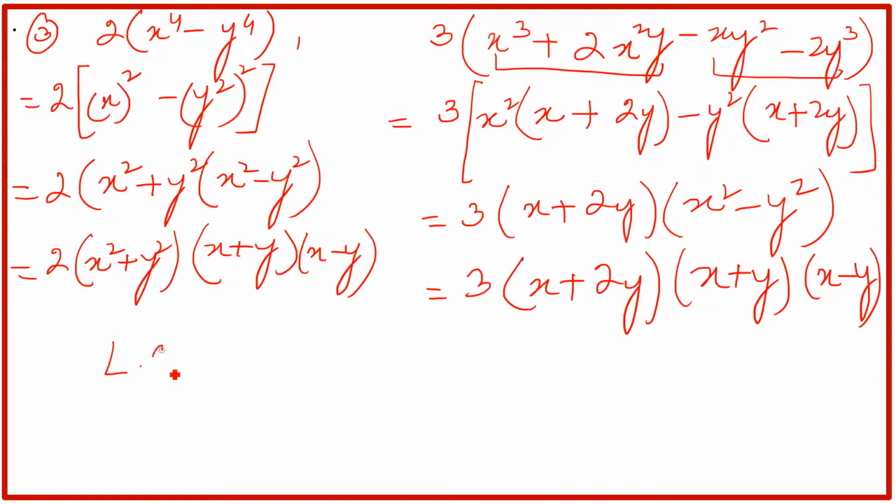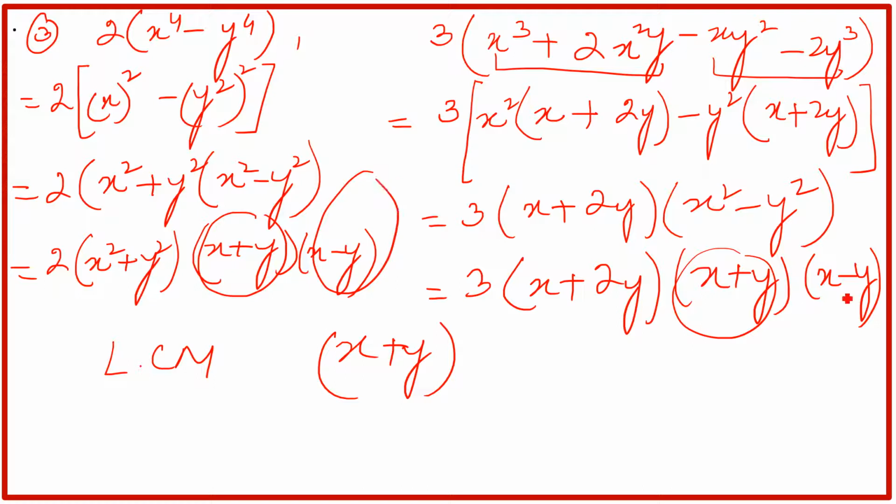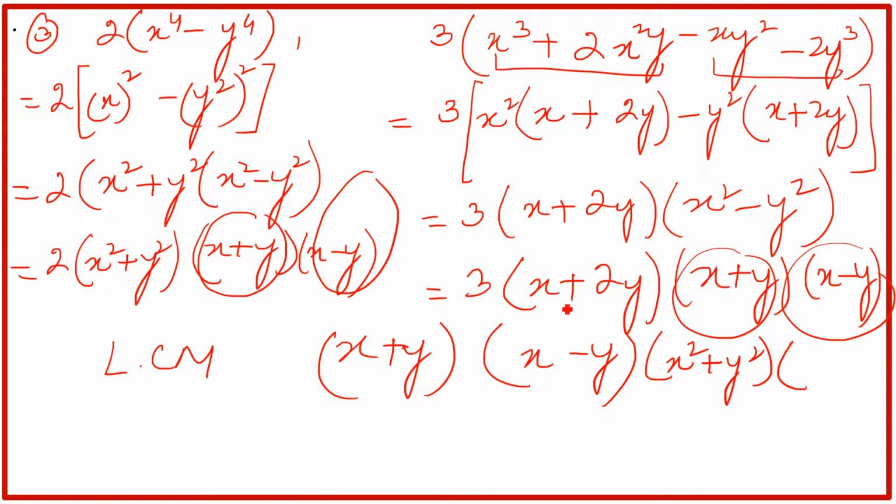Now the LCM. What is common? x plus y is here, x plus y is here, one time. x minus y is here, x minus y is here, one time, right? What is left here? x square plus y square. What is here? x plus 2y.